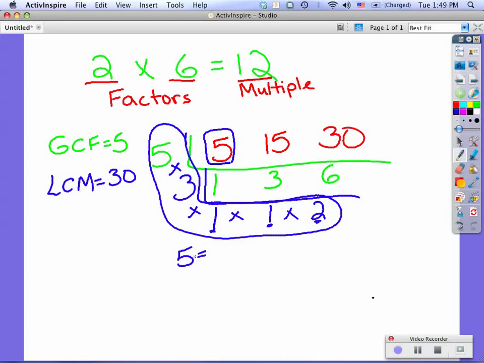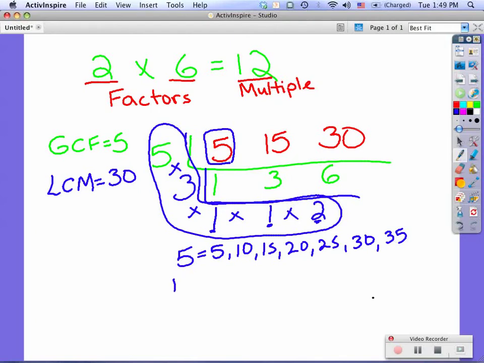Tell me the first few multiples of 5. 5, 10, 15, 20, 25, 30, 35, 40, 45. Okay, we can stop. Because I already know for a fact that LCM is 30 because I've already worked it out this way. But if you want to go back and check, go all the way up to 30 and stop.